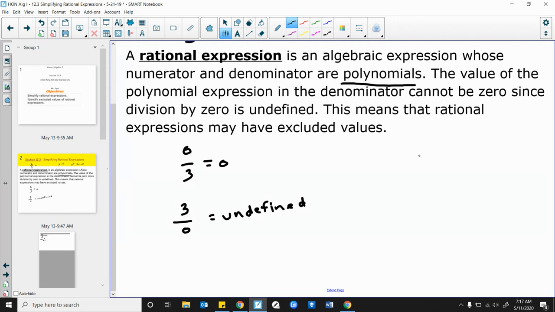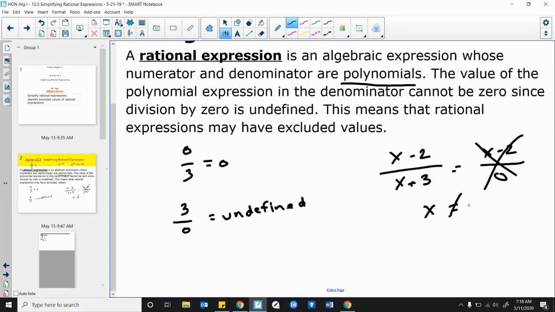And what does it mean by that? Well, here's a rational expression: x minus 2 over x plus 3. We have to think here, what value would make the bottom equal to 0, which would then make it undefined? You can set it equal to 0, but you should be able to see here, if I take negative 3 plus 3, I'm going to have x minus 2 over 0, and that's no good. So x cannot equal, and we put an equal sign with a slash through it, negative 3.